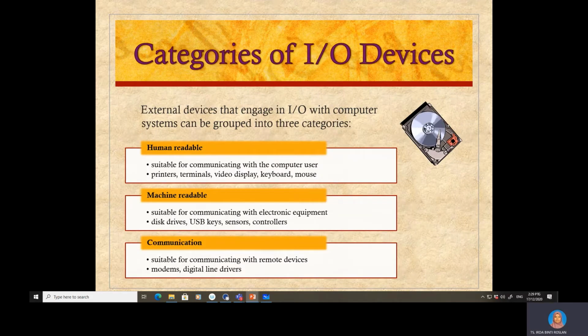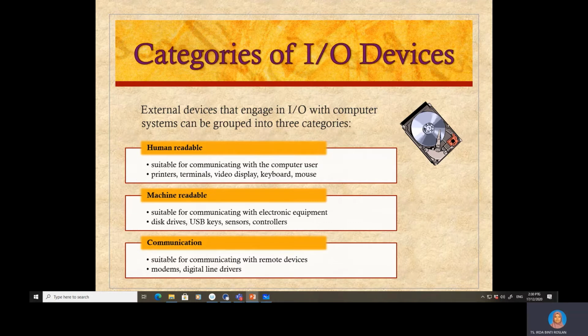So first we shall start with the I/O devices. Okay, so you have to know the categories of I/O devices. External devices that engage in I/O, or input-output, with computer systems can be grouped into three categories. The first one is human readable, which is suitable for communicating with the computer user. For example, printers, terminals, video display, your keyboard, mouse. All these are human readable.